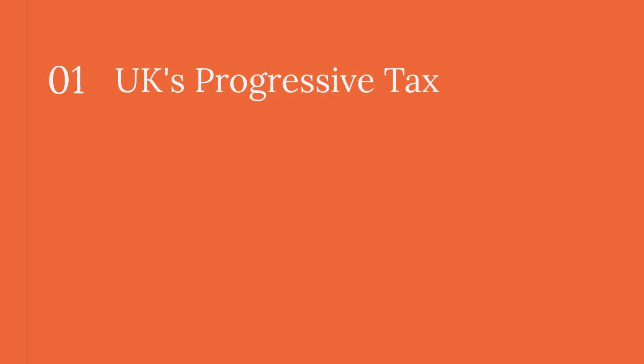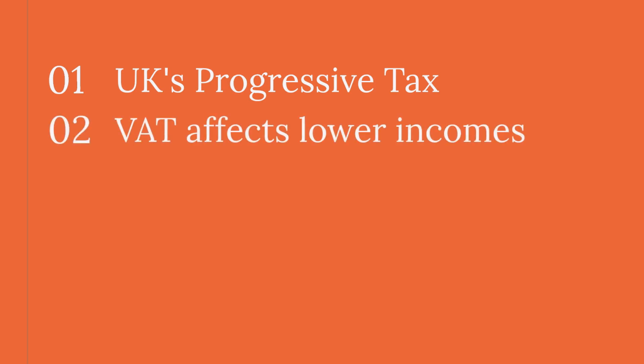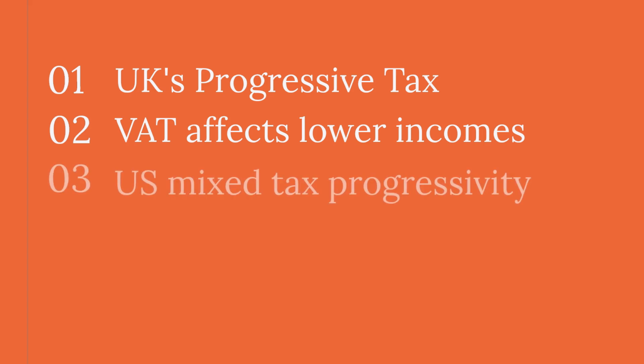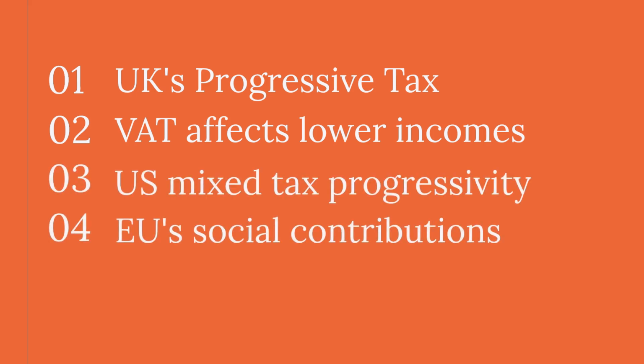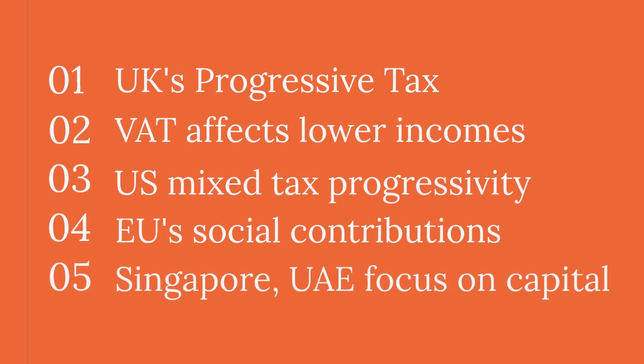The UK uses progressive income tax for fairness. VAT's regressive nature affects lower incomes more. The US has mixed progressivity with payroll taxes. EU countries redistribute through social contributions. Singapore and UAE prioritize capital attractiveness.